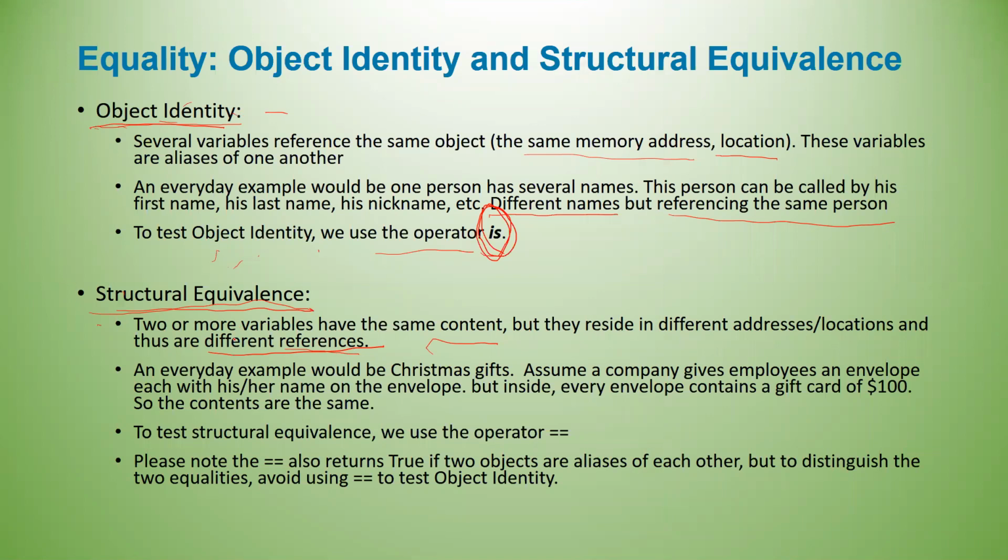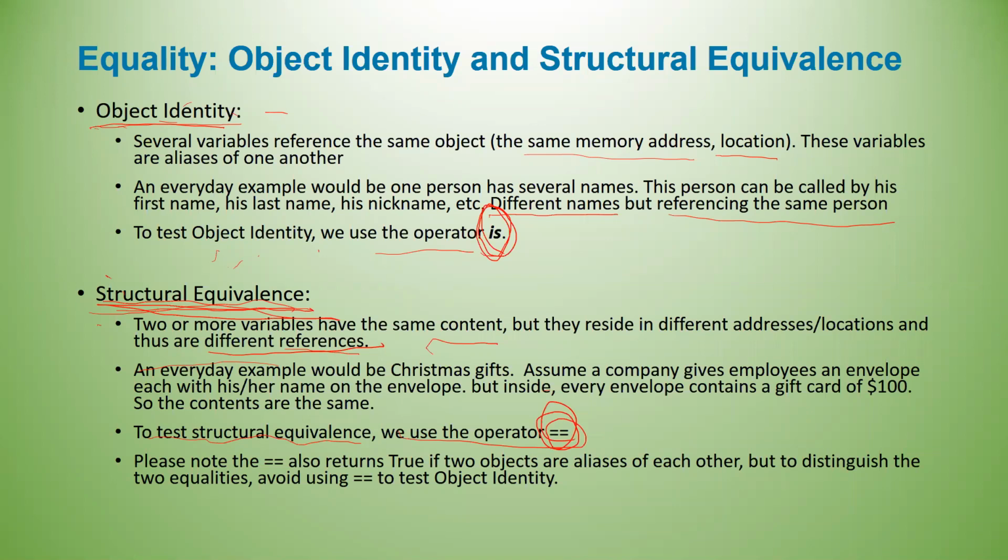They are different references. An everyday example would be Christmas gifts. Who doesn't love Christmas gifts? Assume a company gives employees an envelope, each with his or her name on it, but every envelope contains a gift card of $100. The contents are the same, but the reference variable, the name on the envelope, is different. That's structural equivalence. We are looking at contents. To test structural equivalence, we use the double equal sign.